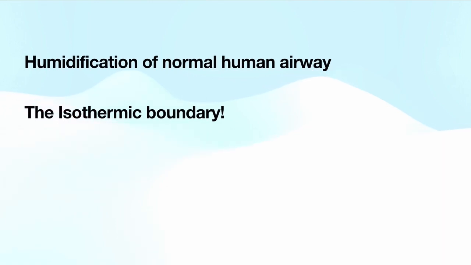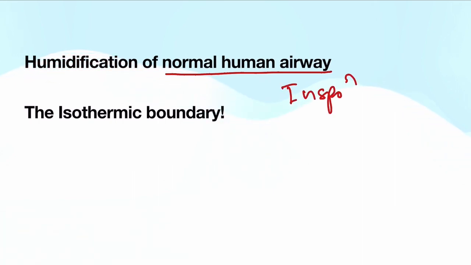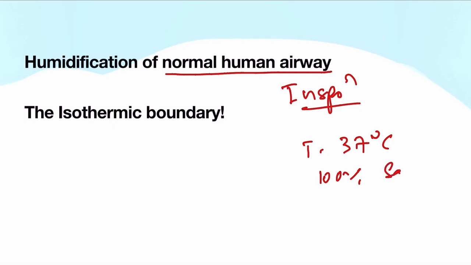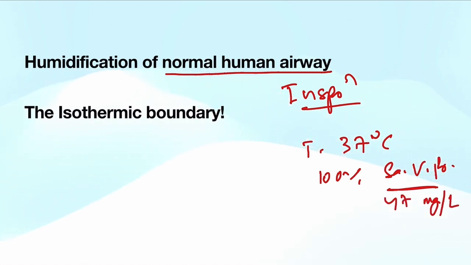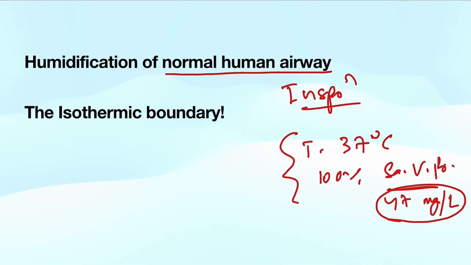So let us understand the humidification process of the normal human airway, right? What happens during inspiration? The inspired air achieves a temperature of around 37 degrees Celsius and 100% saturated vapor pressure, which equals 47 mg per liter of water, right?